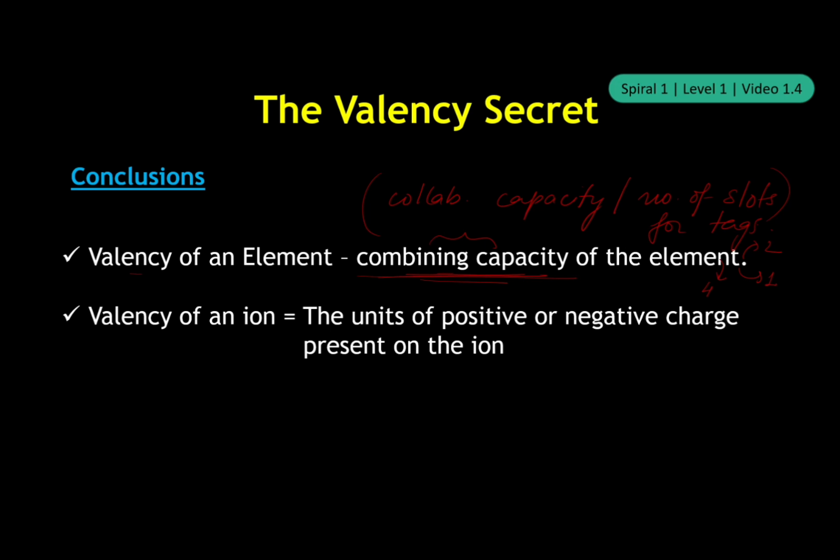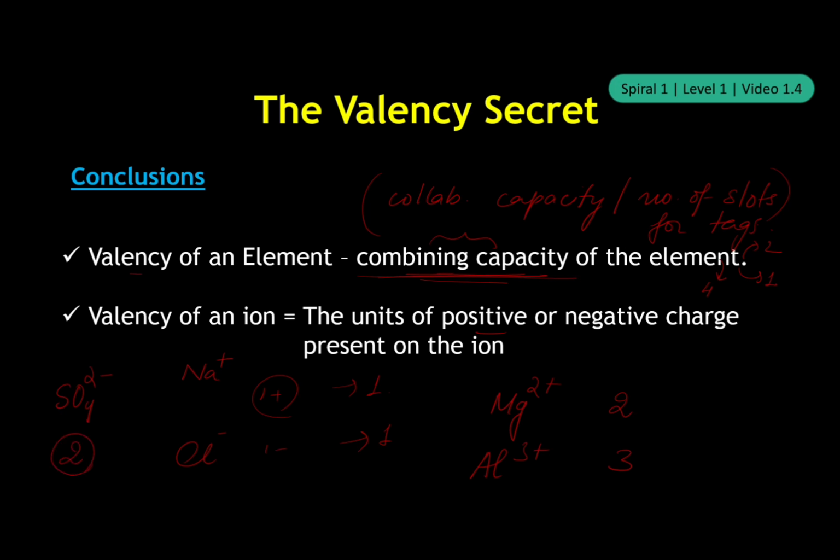And valency of an ion is equal to the units of positive or negative charge present in the ion. Like for sodium ion, it is Na positive. Its positive charge is 1 plus, so its valency is 1. For Cl minus, it was 1 minus, so its valency is also 1. If suppose it is an ion Mg2 positive, its valency will be 2. If suppose the ion is Al3 positive, its valency will be 3. You remember polyatomic ions that we discussed? If suppose SO4 2 minus is the ion, then its valency is 2. So this is what valency is.